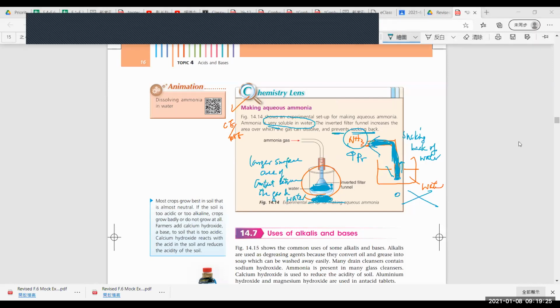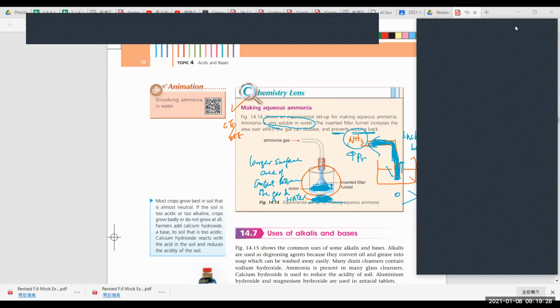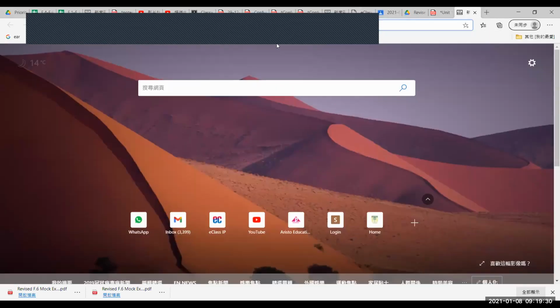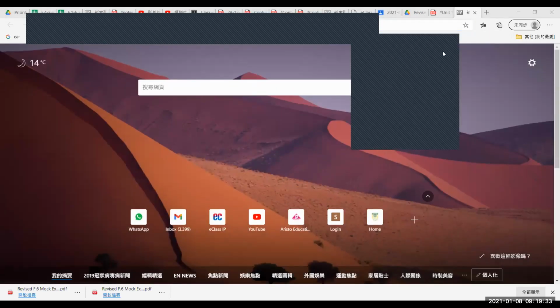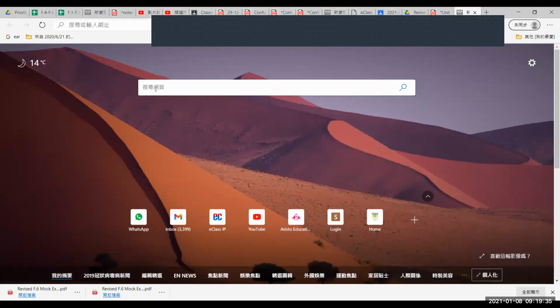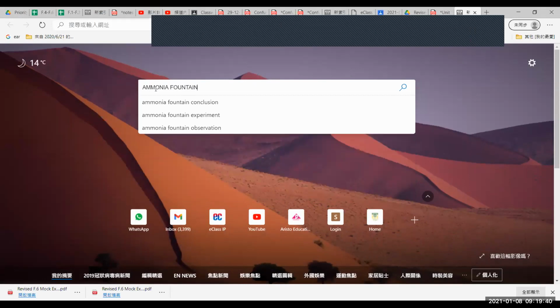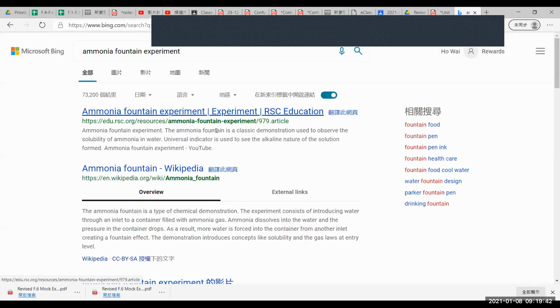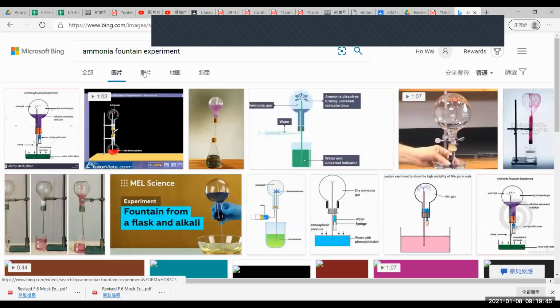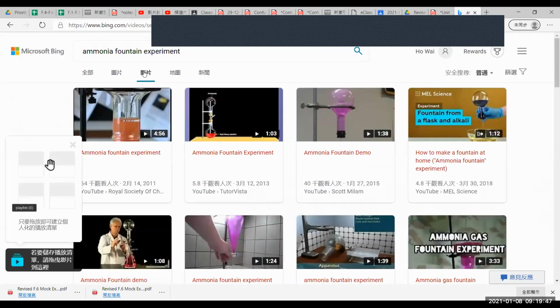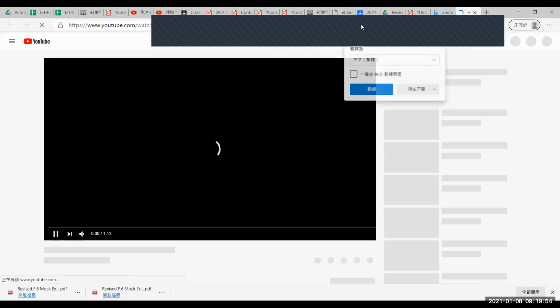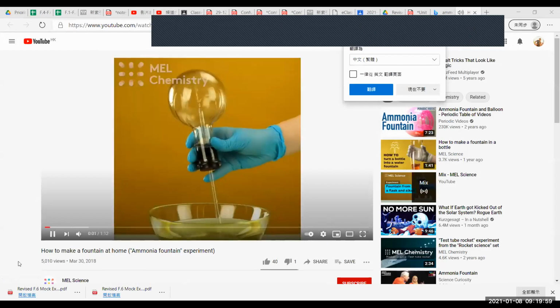Now, if you understand what I've just said, could you please put a tick? If not, a cross. So in order to make some saying like this, I would like to show you this, a very authentic experiment.